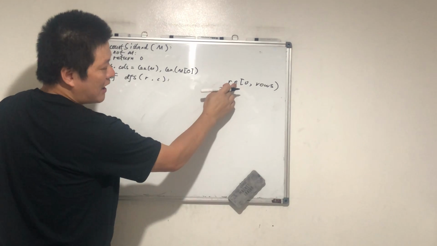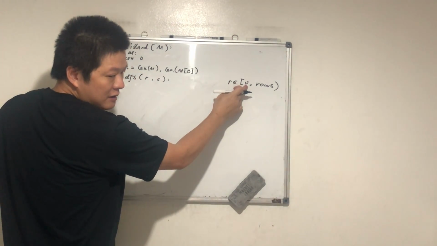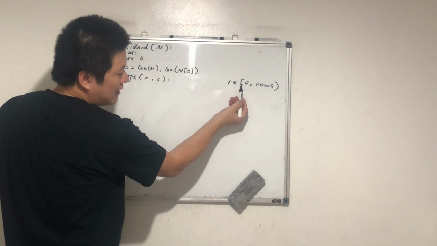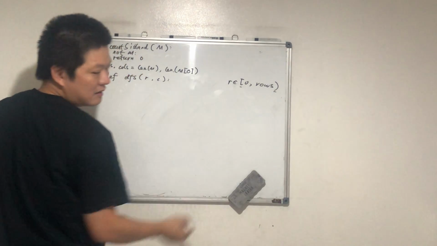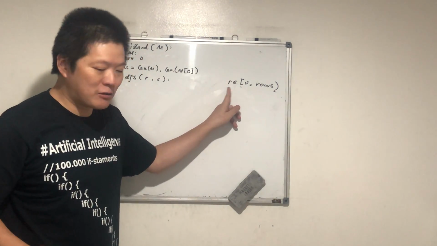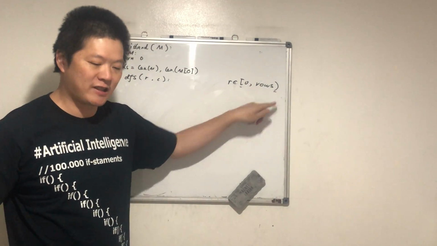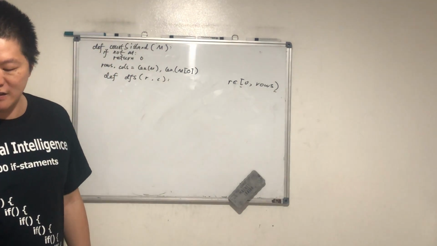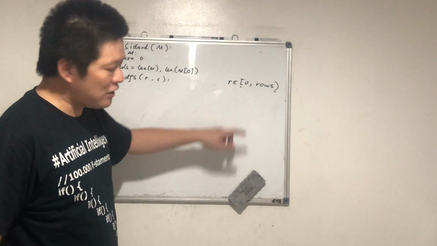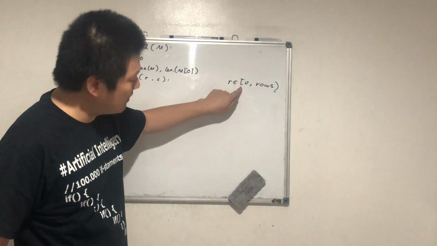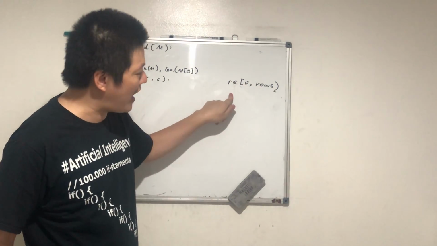Look at this. R belongs to 0 to rows. What's the difference between this and this? That's the range, lower bound, upper bound, but I use the square bracket and then the parentheses here. Can you guess what's the difference? This is inclusive. This is exclusive.